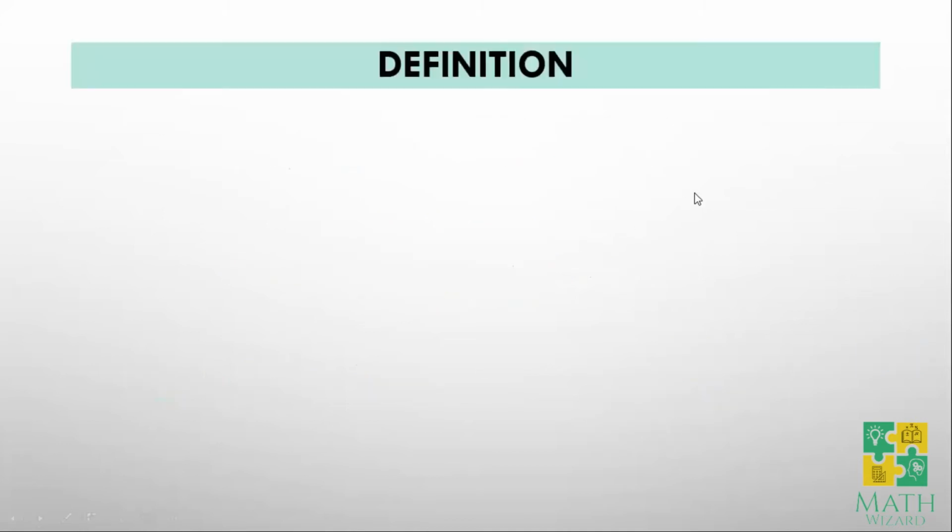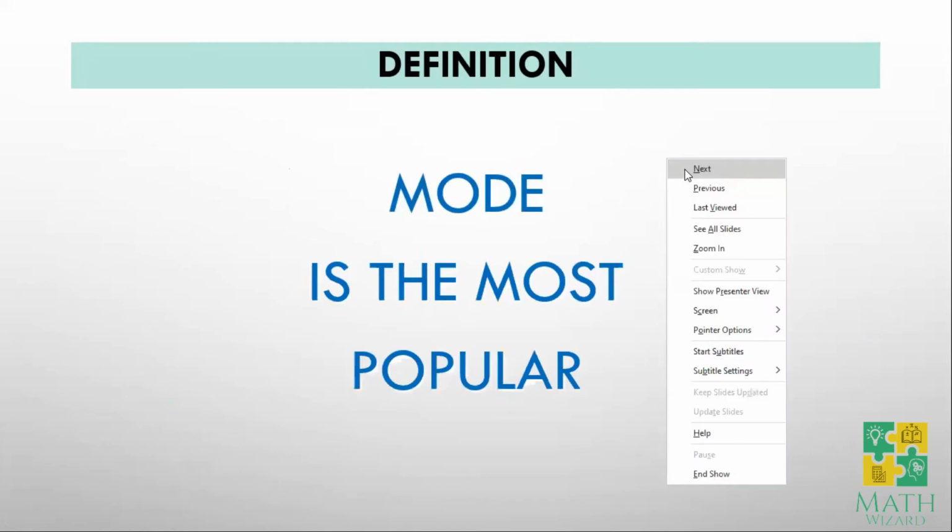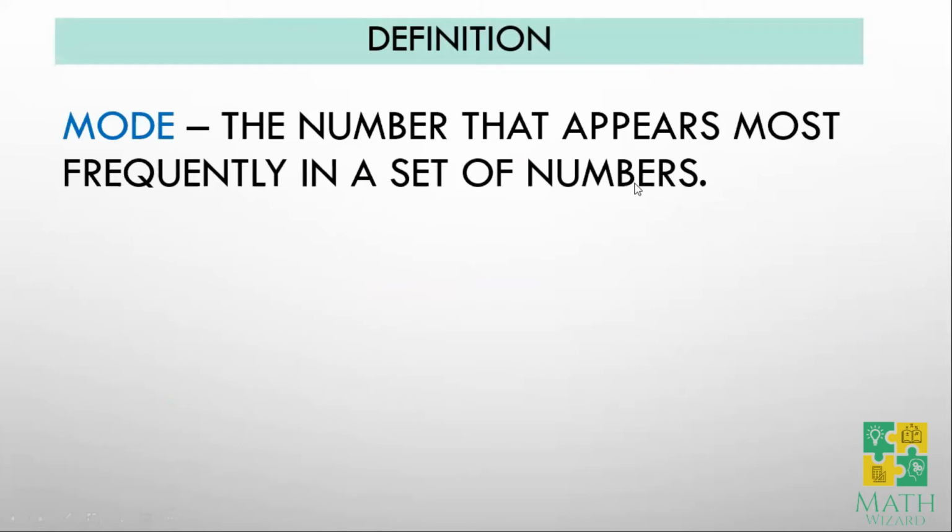Next, we have the mode. Now, the mode is the most popular part of the ungrouped data. Bakit kaya? So by definition, it says that mode is the number that appears most frequently in a set of numbers. I'll repeat, mode is the number that appears most frequently in a set of numbers.